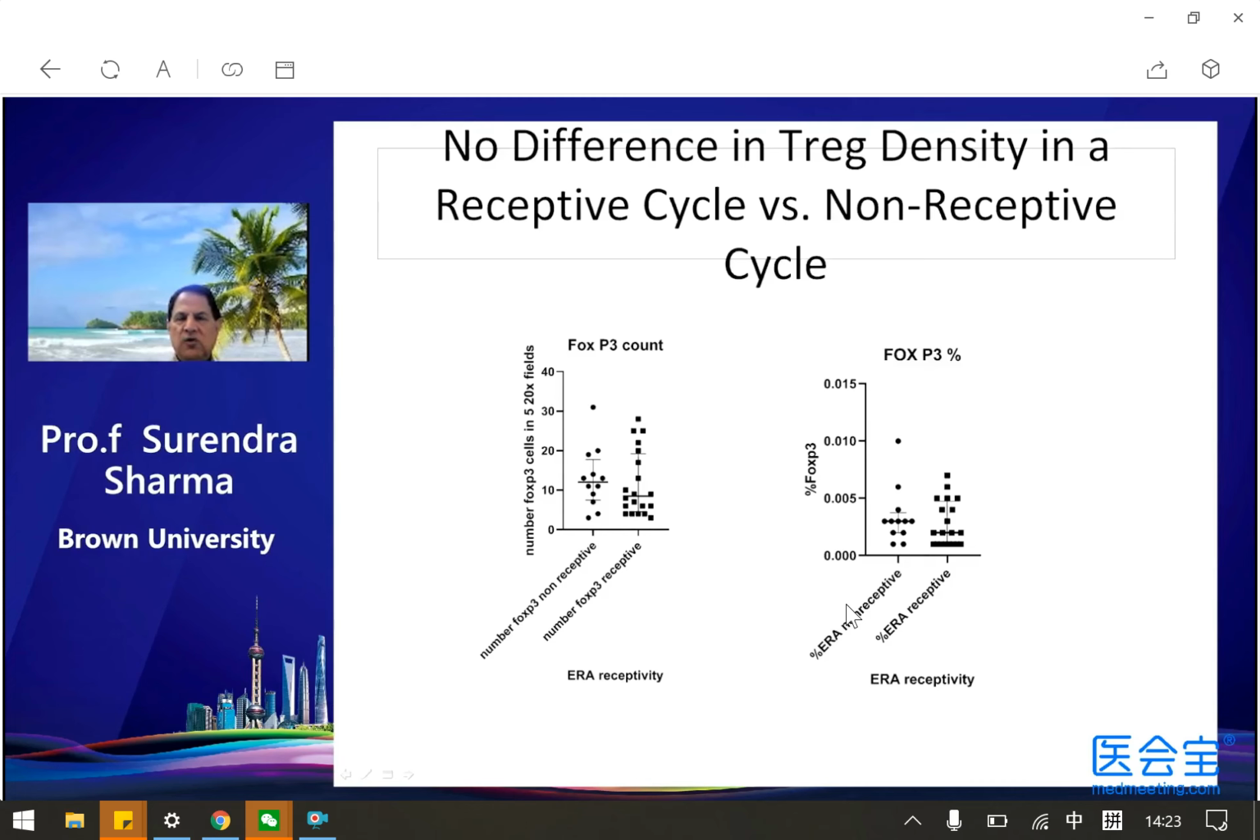So there is no difference in Treg density in a receptive cycle versus a non-receptive cycle. This is what I was talking about, the ERA assay. We did not find any difference between receptive and non-receptive cycle cases, and we did not see a higher number of FOXP3 positive cells or FOXP3 positive regulatory T cell percentage in any of the groups. So the ERA assay would not really tell us the significance of immune cells that are contributing to successful or failed pregnancy.